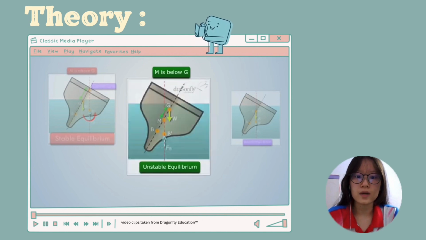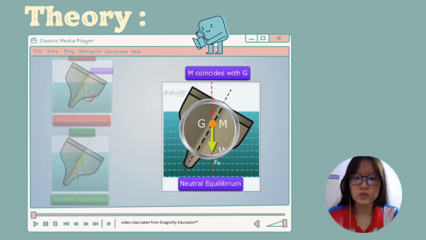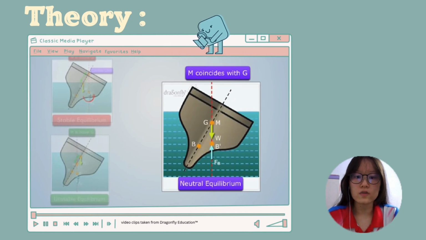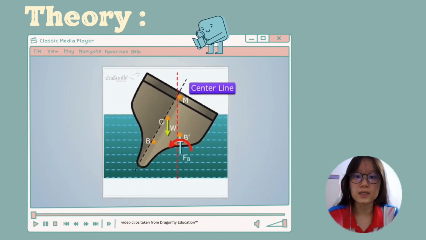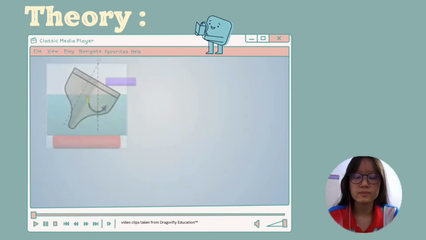When M coincides with G, the line of action of the buoyancy force and the weight of the body are collinear and pass through the same point. Due to this, the body neither returns to its original position nor increases its displacement further, so the body is said to be in neutral equilibrium.